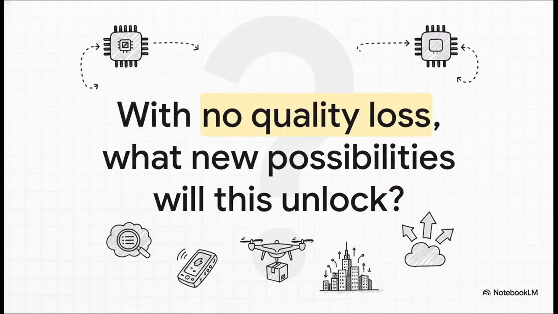So all of this leaves us with a really fascinating question to think about. We've just seen a method that can take AI's biggest problem, its massive memory use, and shrink it dramatically with no loss in quality. So if we can make powerful AI small enough to run on our phones, fast enough for instant answers, and cheap enough for everyone to use, what kind of world is that going to unlock?